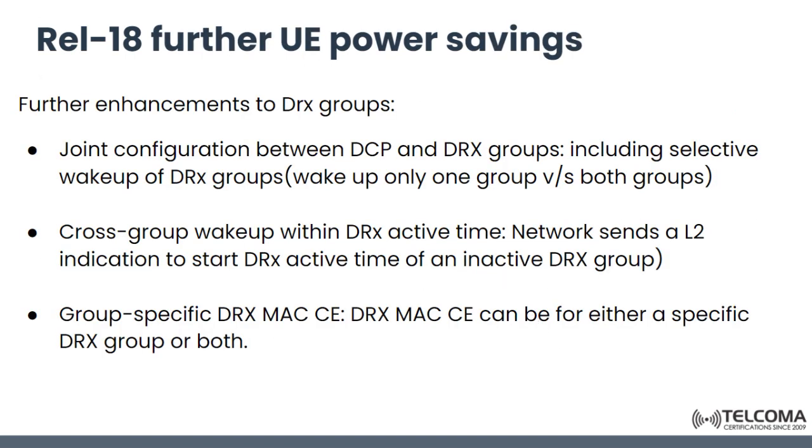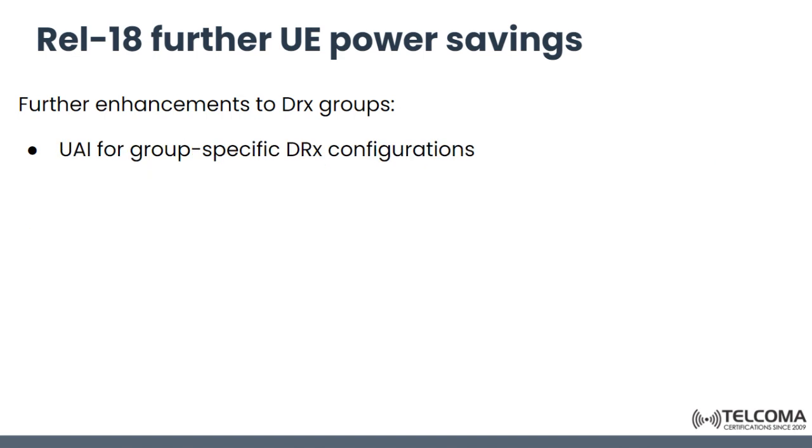Release 18 further UE power savings, that means further enhancement to DRX groups. There is a joint configuration between the DCP and DRX groups, which includes selective wake-up of DRX groups, like waking up only one group versus both groups. There is a cross-group wake-up within the DRX active time, that means the network sends a layer 2 indication to start the DRX active time of an inactive DRX group. And the third one is group-specific DRX max CE, which can be either a specific DRX group or both.